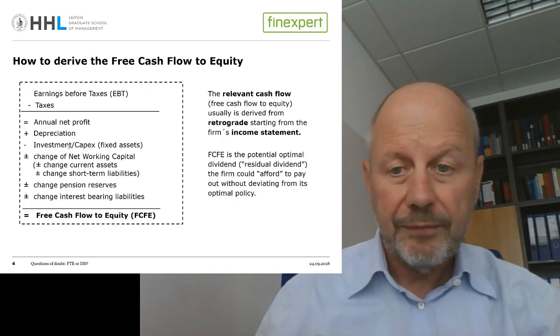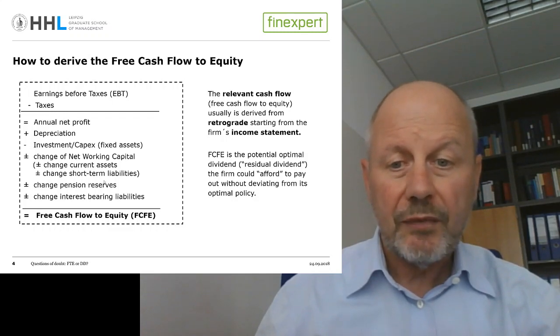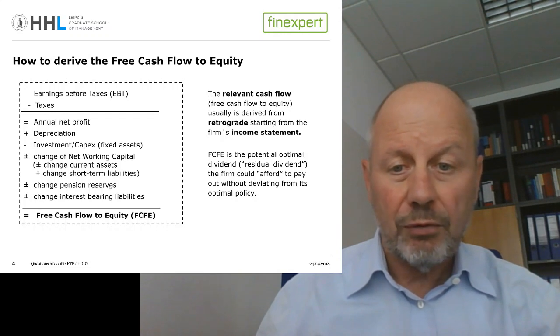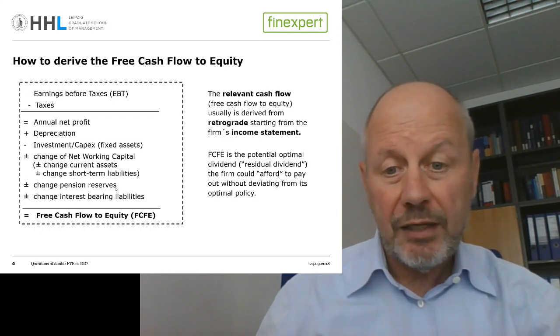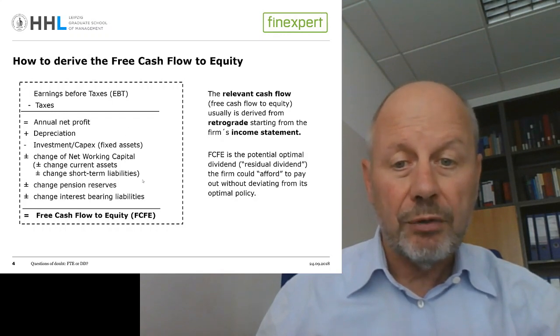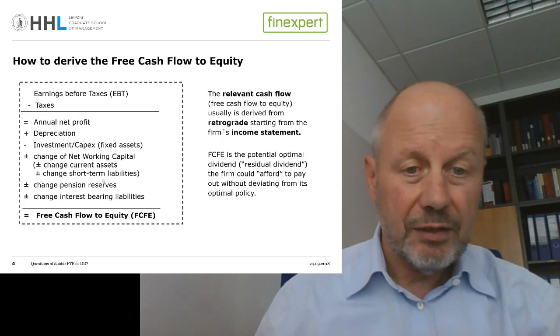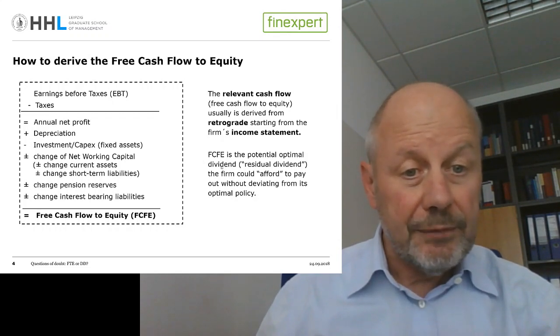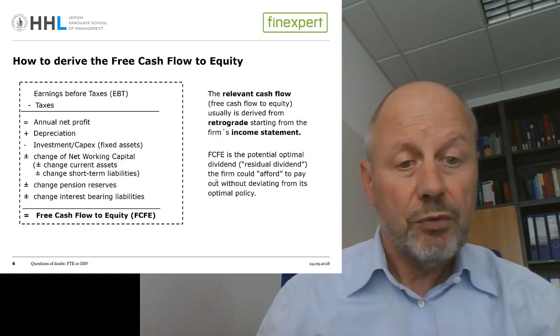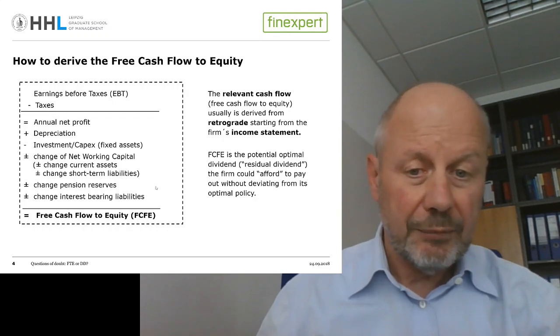We add back depreciation and deduct capex. That is here our net investment into the net working capital, the delta. And these two lines here reflect our optimization of our debt level. This is the change in the pension reserves, which can be seen as interest-bearing debt, and this is the change in the interest-bearing liabilities. So you see that our adjustments reflect these two optimization steps with respect to the investment opportunities and with respect to the capital structure and the debt level. So the free cash flow is then the potential dividend that the firm could afford to pay without deviating from its optimal investment and debt policy.